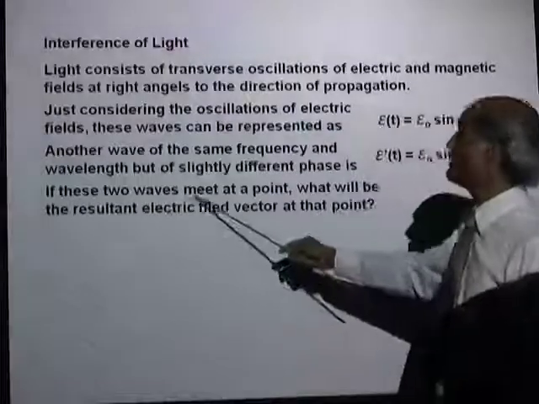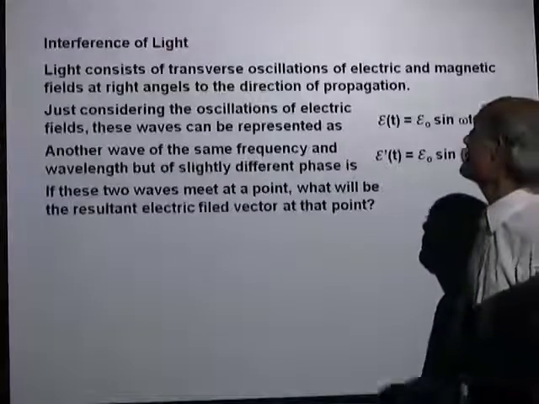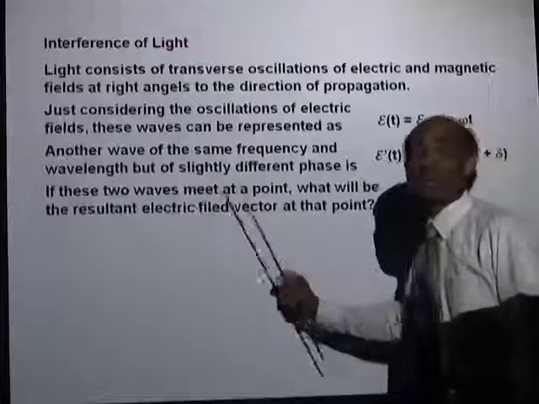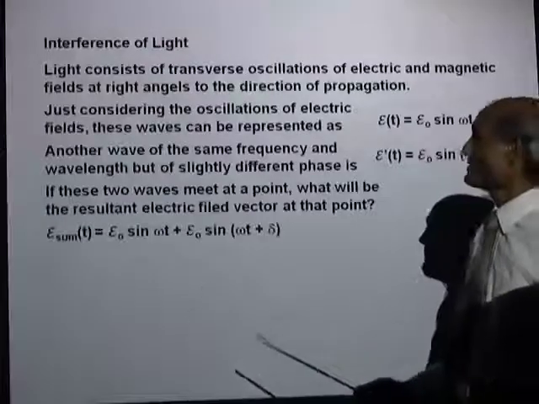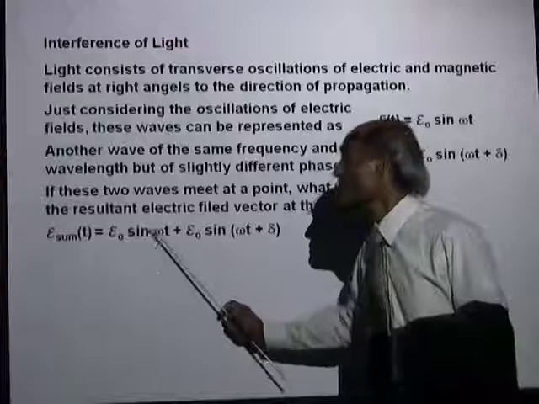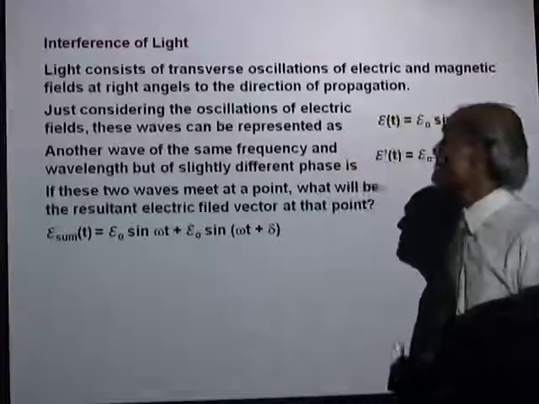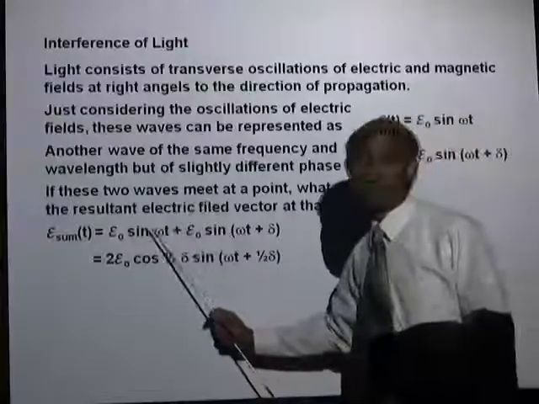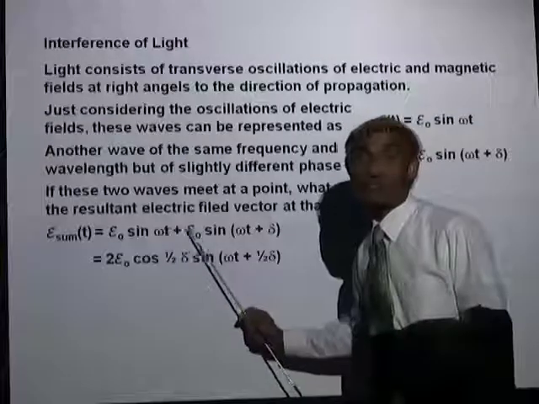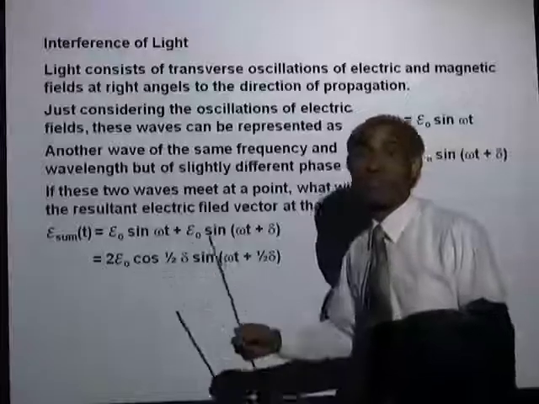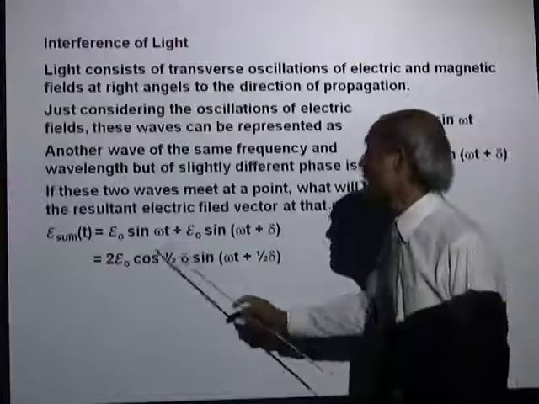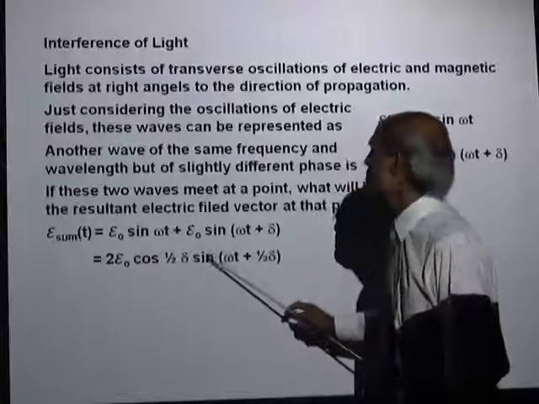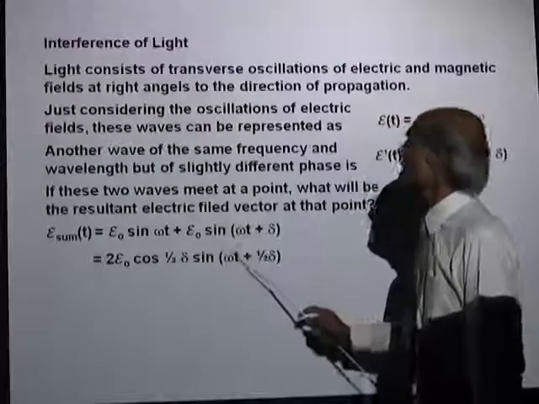Now, if these two oscillations fall at the same place, how do they interact and what will be the resultant wave? If these two waves meet at a point, what will be the resultant electric field vector at that point? That will be E0 sine omega t plus E0 sine omega t plus delta. We have actually used this in connection with discussing wave motion. So when you expand this, it will be 2E0 cos delta by 2 sine omega t plus delta by 2.